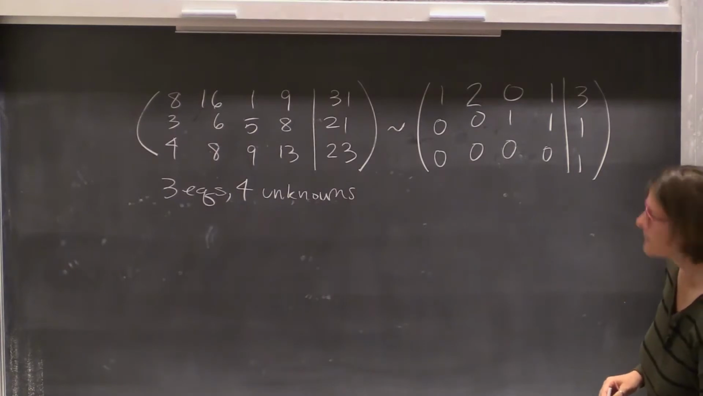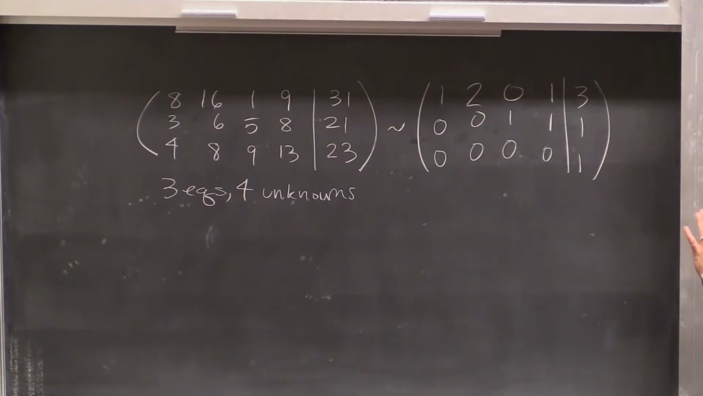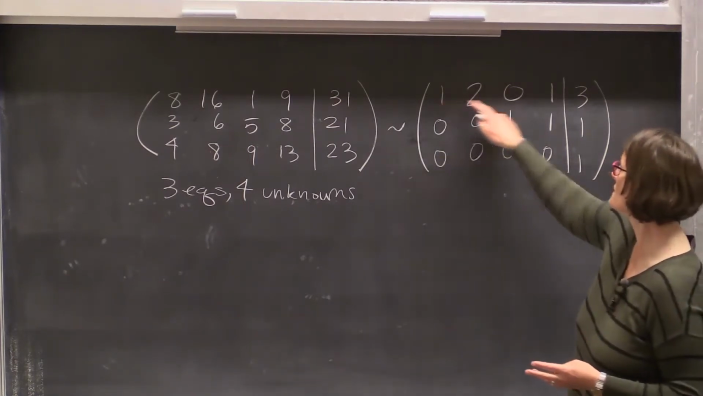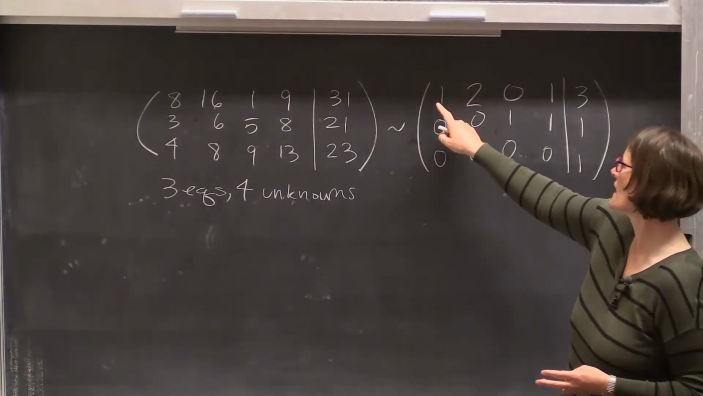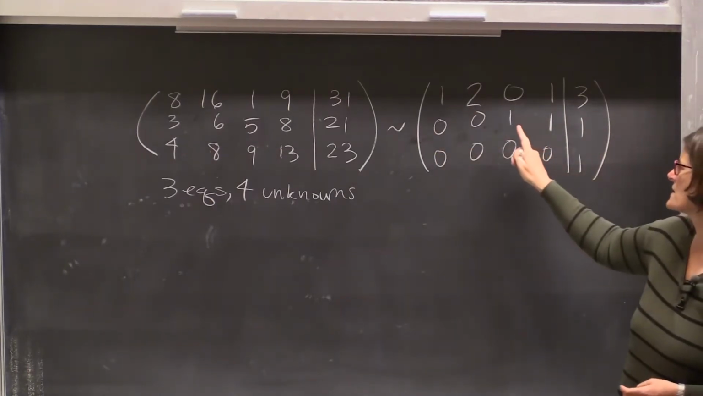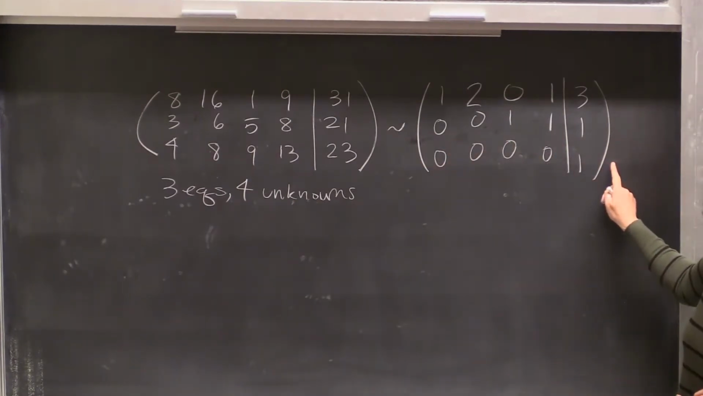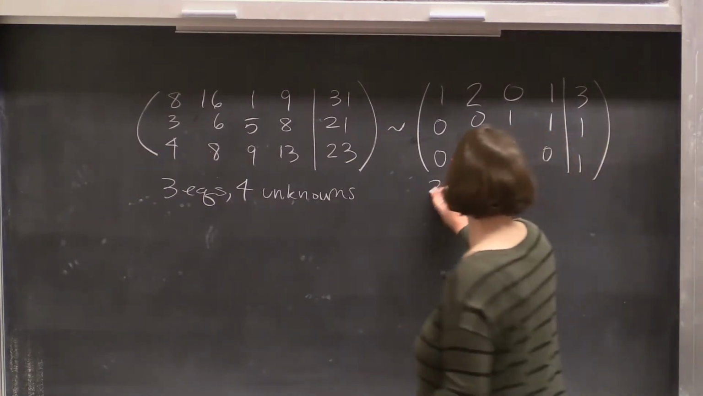Okay. Now, first of all, how many equations are there? 3. The reason there are 3 equations is this is a non-zero row. It corresponds to x1 plus 2x2 plus x4 equals 3. This is a non-zero row. It corresponds to x3 plus x4 equals 1. This is a non-zero row. It corresponds to the equation 0 equals 1. I did not ask you whether all of the equations were true. I simply asked you how many equations there are. 3 equations.